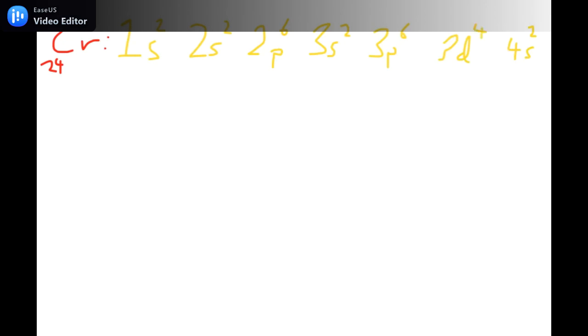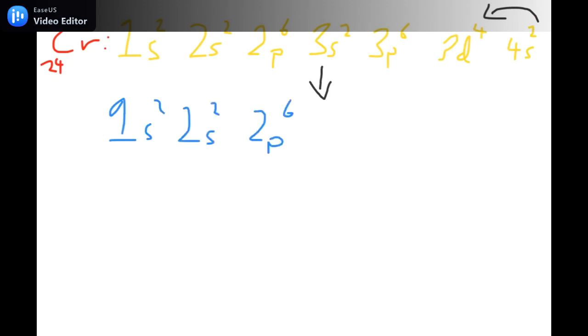However, in chromium, what happens is that 1 electron jumps from the 4s orbital into the 3d orbital. So the correct configuration for chromium is 1s2, 2s2, 2p6, 3s2, 3p6. 3d has 5 electrons and 4s has 1 electron. So this is the correct configuration.